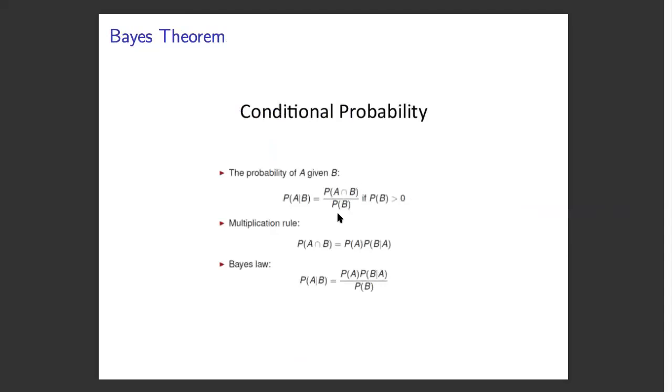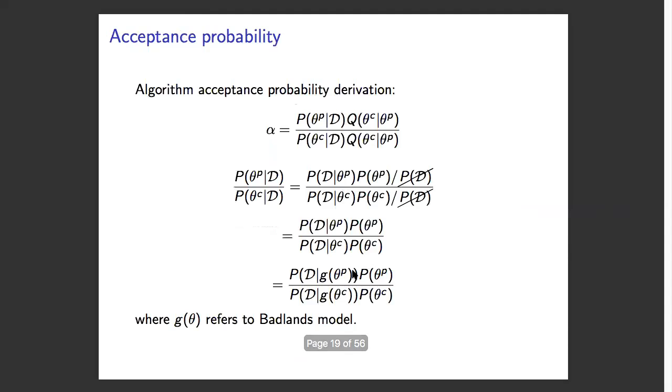Intersection B divided by probability of B. So the A intersection B is the same as probability of A multiplied by probability of B given A. Okay. So you see, on top of your Bayes' theorem, you have the probability of this part basically, and this is how Bayes' theorem, the conditional probability, is derived.